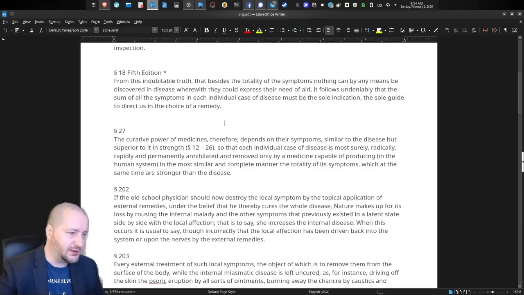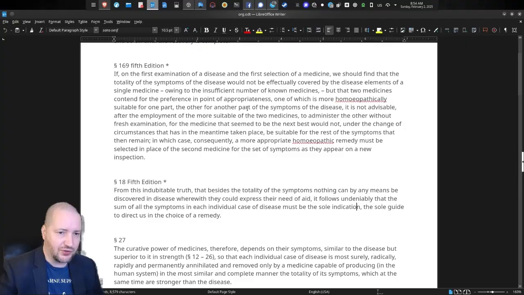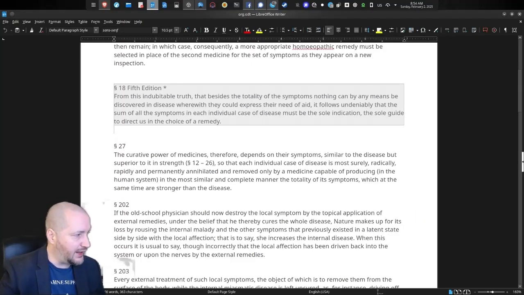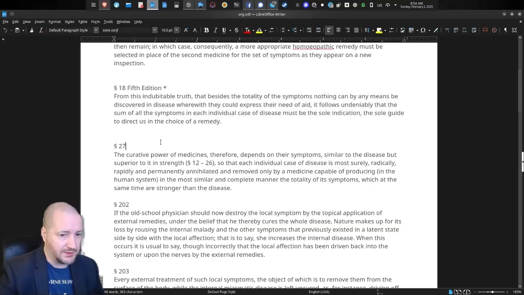Let's start with 18. From this indubitable truth that besides the totality of symptoms, nothing can by any means be discovered in disease wherewith they could express their need of aid, it follows undeniably that the sum of all symptoms in each individual case must be the sole indication, the sole guide to direct us in the choice of remedy. I think we talked about that last time. So you need to look at all the information about a patient to prescribe a remedy in homeopathy, right?